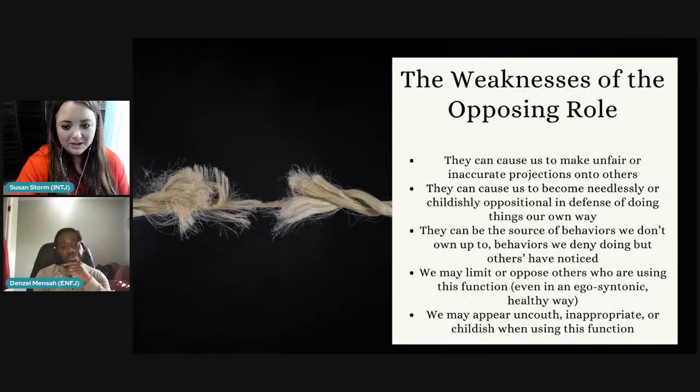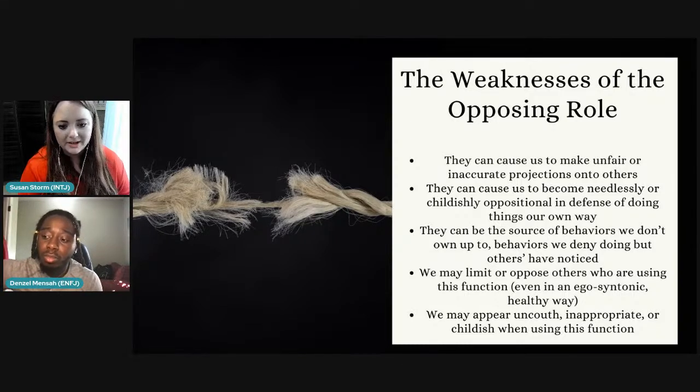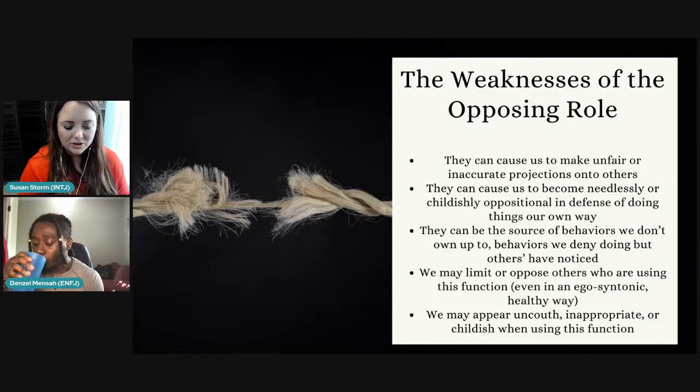They can cause us to become needlessly or childishly oppositional and defensive, doing things our own way. So we have our own way that we think everything should be done, and typically that revolves around our dominant function. So if you are an introverted feeling dominant type, you think everything should be handled by introverted feeling. That's the right hammer for all the nails. It's the right boss for every workforce. Everything should be about subjective internal values and making sure everyone is in alignment with their core ethics, and that would be the focus.